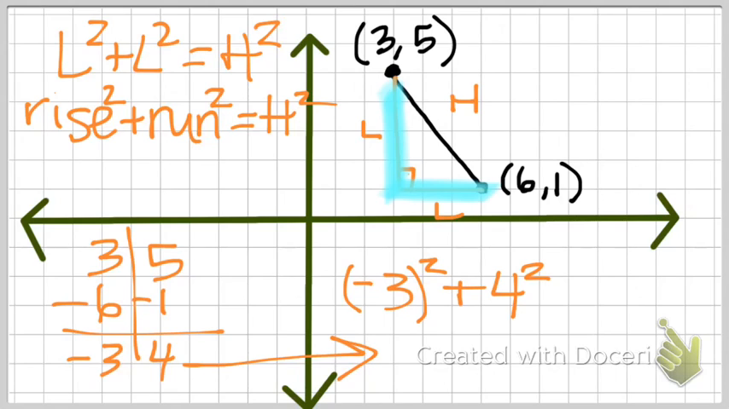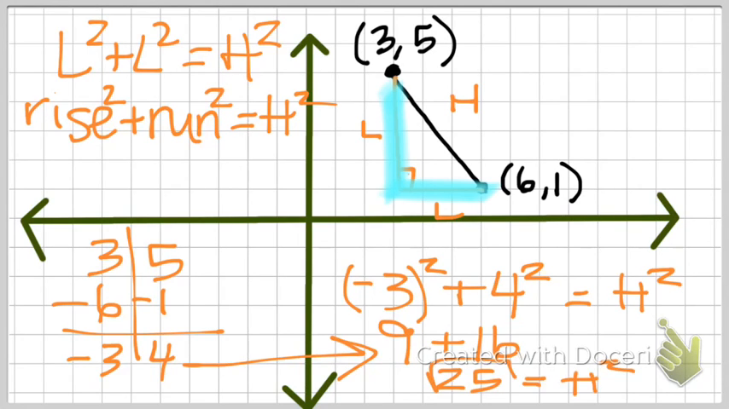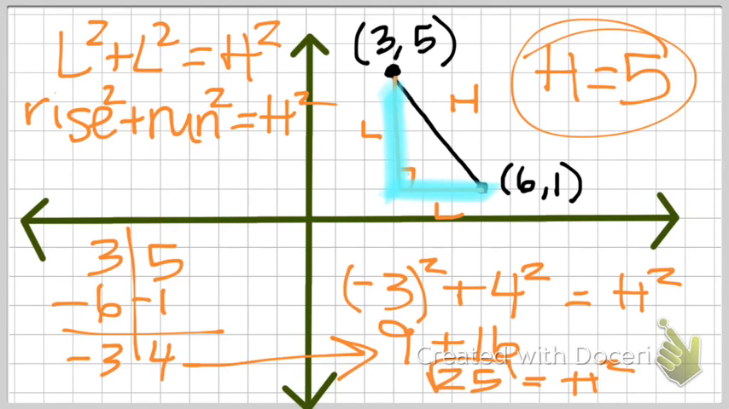Oh, wait a second. Negative 3 times negative 3 is 9. 4 times 4 is 16. I'm at 25. And I'm going to now square root that because that equals hypotenuse squared. And so the hypotenuse is equal to 5. Let me show you that again with 2 other points.